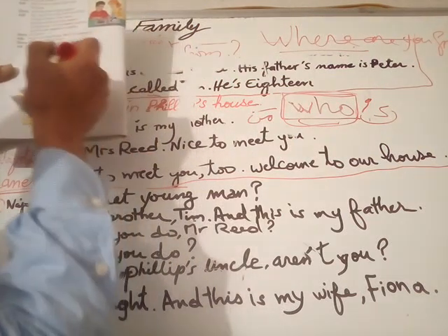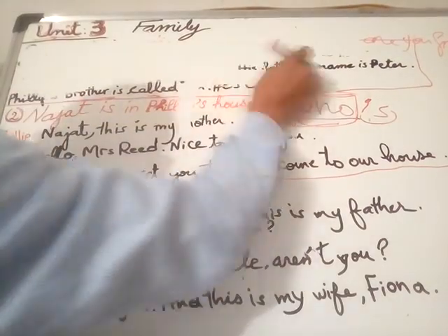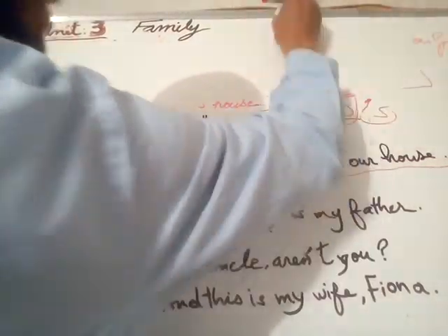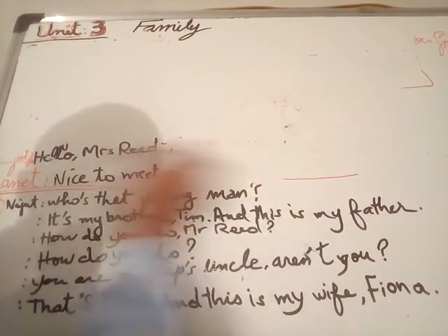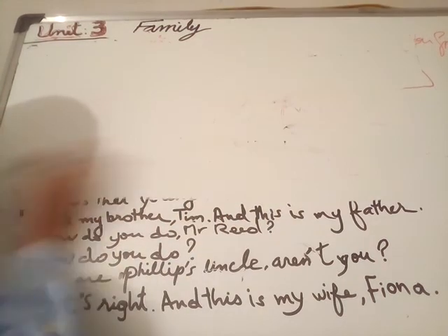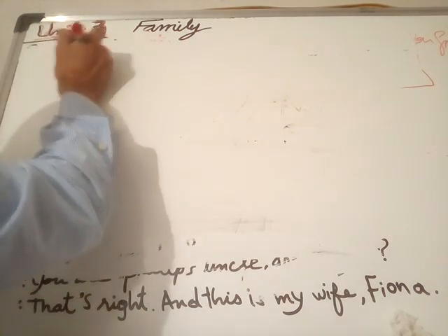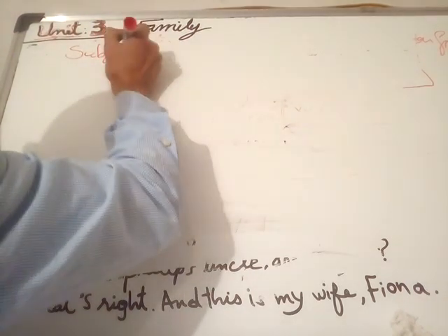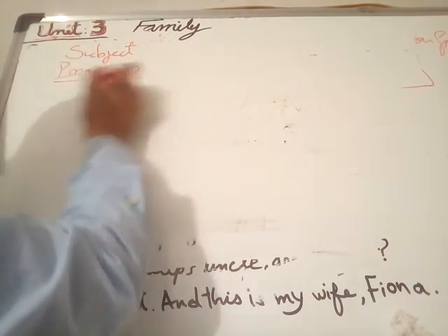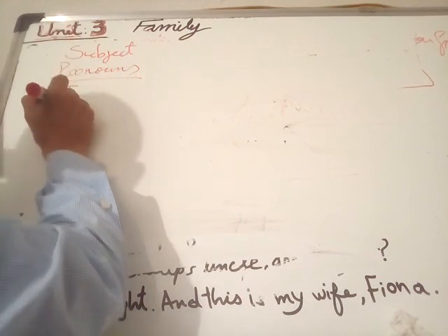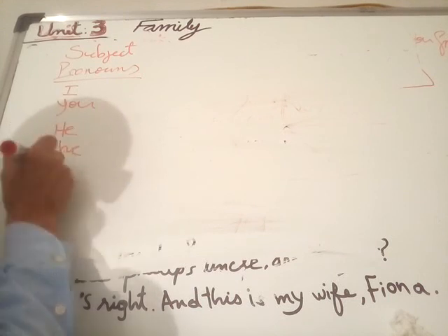I, for example, we say I live in Khemisset. For example, just to show you and try to make a well-formed sentence. For example, I say subject pronoun: I, you, he, she, it.